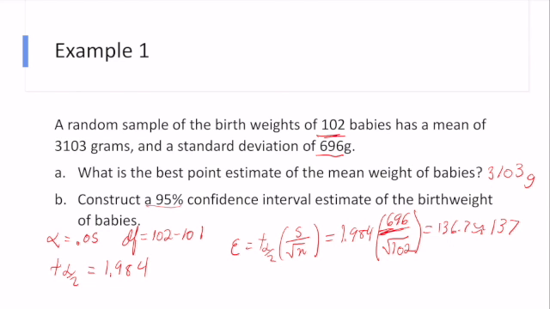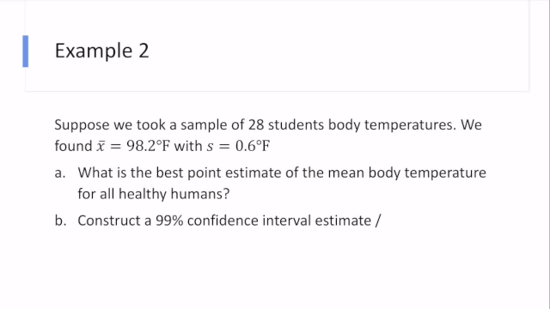I can now construct my confidence interval. So I'm going to take our sample mean, 3,103 plus 137, and minus 137. I just wrote that a little backwards. So I get a confidence interval between 2,966 grams and 3,240 grams. The only thing that's different is now instead of using a z-score, we're using a t-score. That's all that's changed. So let's try one more example.